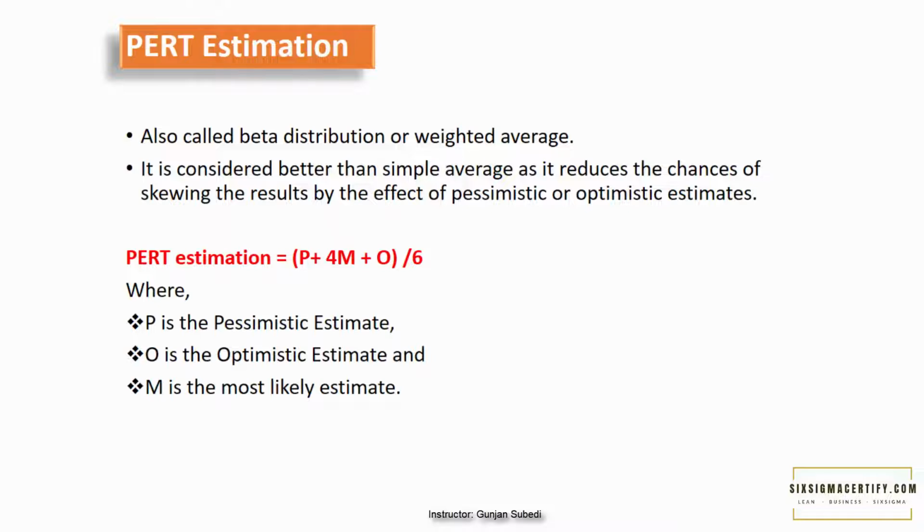The formula is PERT estimation equals P plus 4M plus O, divided by 6, where P is the pessimistic estimate, O is the optimistic estimate, and M is the most likely estimate.